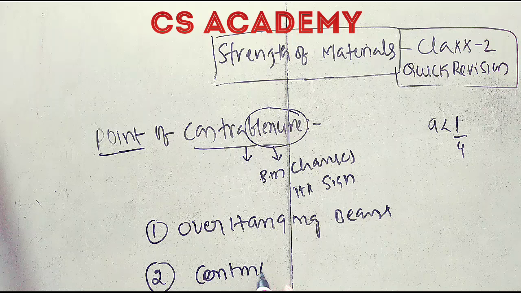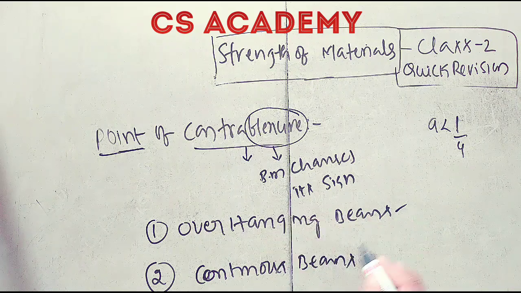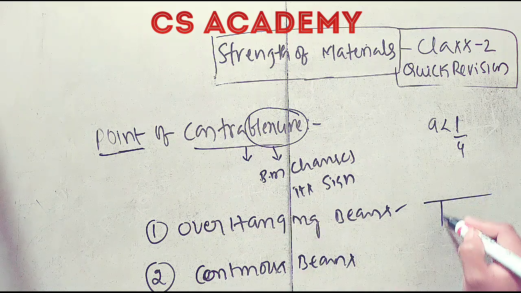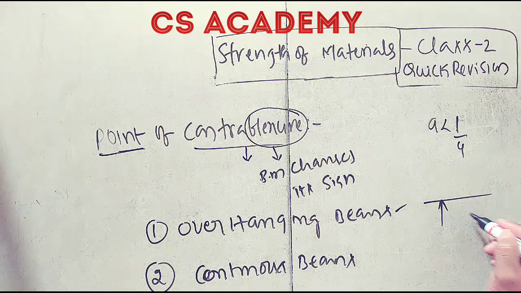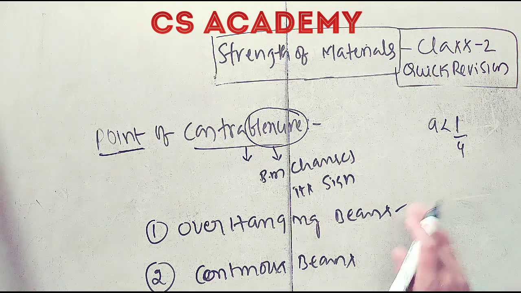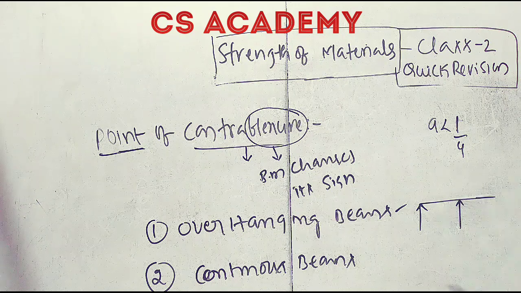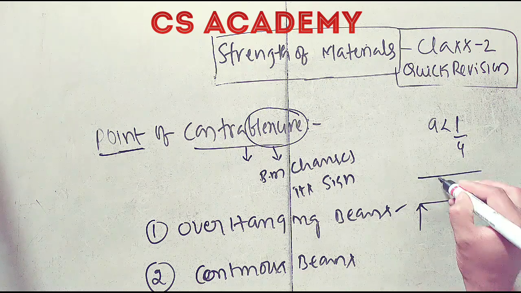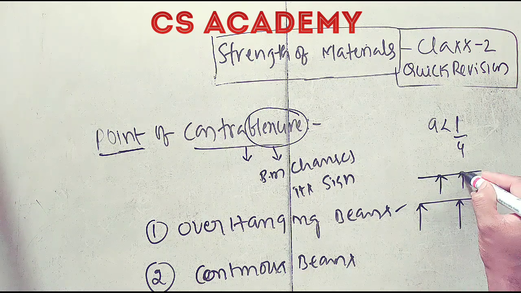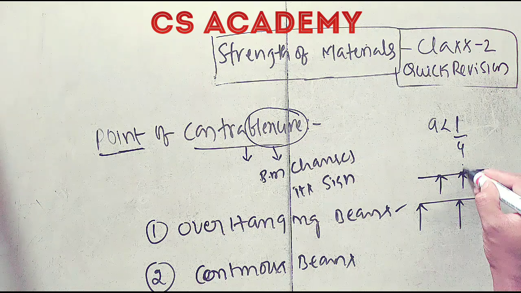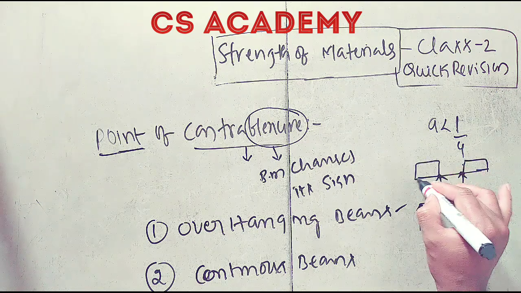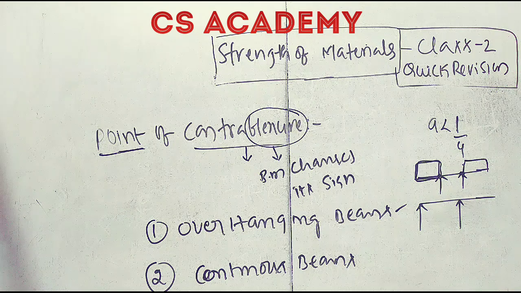First of all, where does it happen? In most cases it happens in overhanging beams. First of all, what is an overhanging beam? An overhanging beam is one with a support like this. Sometimes you can represent it like this. Suppose it is simply supported and the other end is free, this is also called an overhanging beam. Another way: suppose there is a support and another support, and this is the gap you are maintaining here. This is also called an overhanging beam.